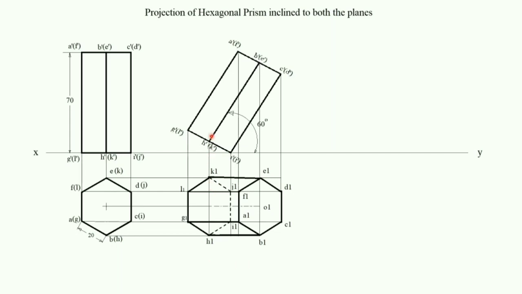And then we have to mark the axis. This is the bottom center point and this is the top center point, and if you draw a chain line connecting these two points, you will get the axis.